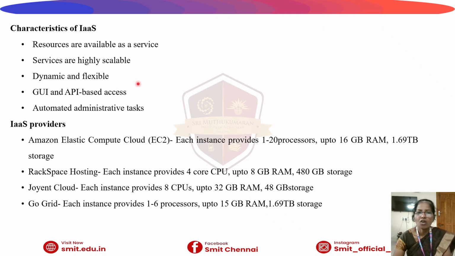Then the characteristics of Infrastructure as a Service. Resources are available as a service. Services are highly scalable, dynamic and flexible. GUI and API based access, automatic administrative tasks. What are the Infrastructure as a Service providers? Amazon Elastic Compute Cloud is one provider. Rackspace Hosting is another provider. Joyent Cloud is another provider. GoGrid is another provider.